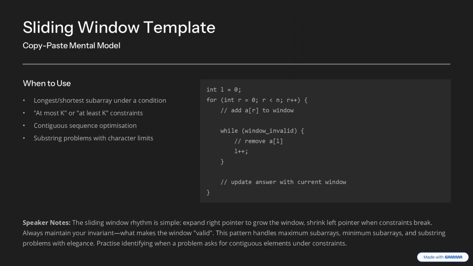Here is the sliding window mental model. You keep a left pointer and expand the right pointer across the array. When the window becomes invalid, shrink from the left until it becomes valid again. The key is an invariant. At every step, the window satisfies the condition, then update the answer.